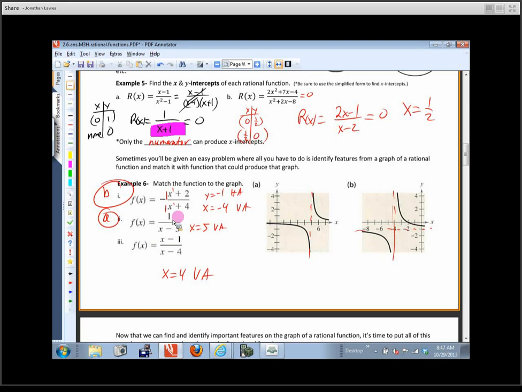Does this have a horizontal asymptote? Yes, it does. Question is, is this proper or improper? It's proper. So we would have y equals 0 as a horizontal asymptote. And does that look like what we have here? Yeah, so pretty darn confident in II being A. Any questions?